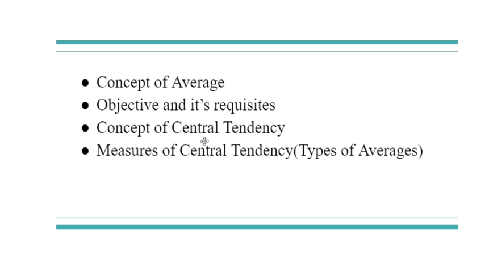Most of the observations are clustered in the central part of the data, and if we select a representative observation from the central part, then it is referred to as an average or measure of central tendency. For example, average marks, average income, etc.